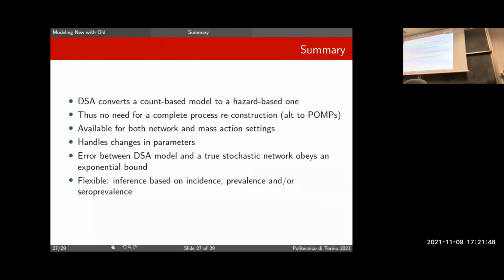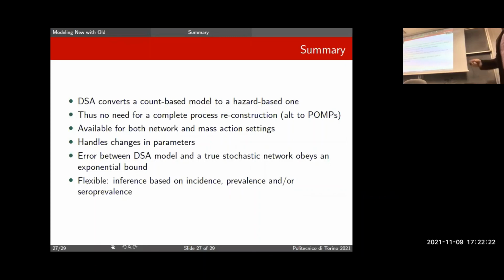Okay, so just to wrap up, DSA, this method that I mentioned, has been used by the state of Ohio and actually a couple other states also for a period of time, to help with understanding the dynamics of the epidemic. It was nice because it did not require reconstruction of the complete process. So we basically never had to worry about whether we counted everybody or not. We were just looking at randomly selected individuals and times. It can handle changes in parameters. I didn't talk about this.